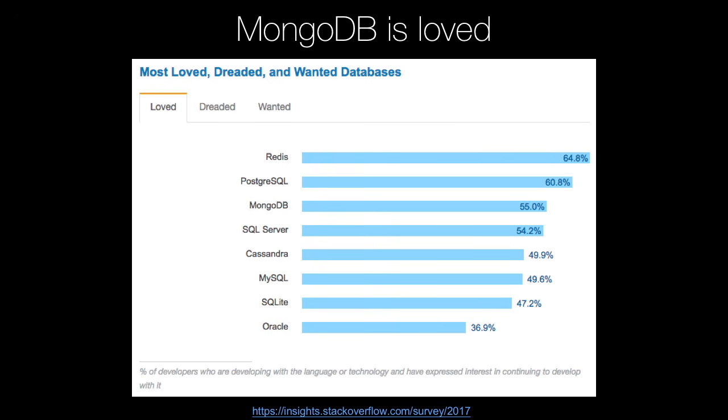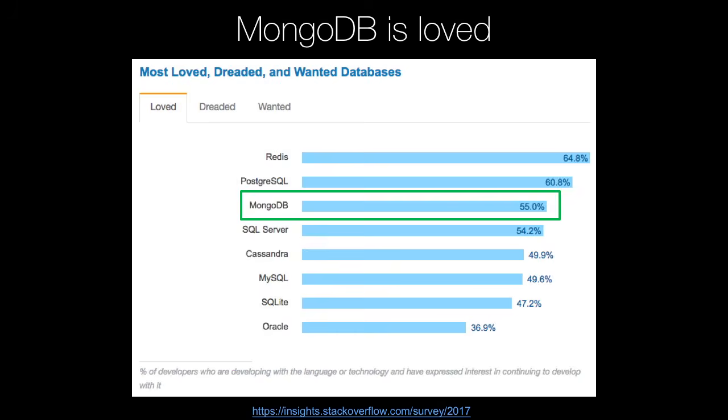If you look at Stack Overflow at their 2017 developer survey, and you look at the most loved databases. These are databases that the developers are using currently and how they feel about it. You see MongoDB ranks right near the top. So definitely 55% of the people who are using MongoDB love it compared to say like SQLite or Cassandra. So this is pretty good.